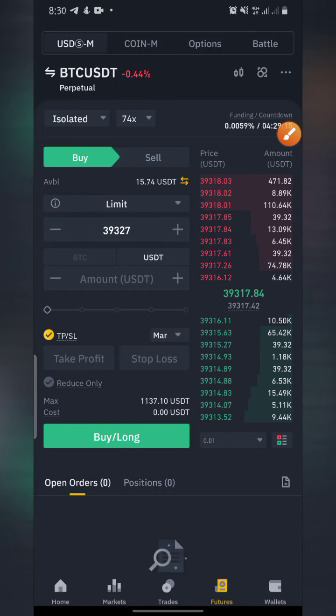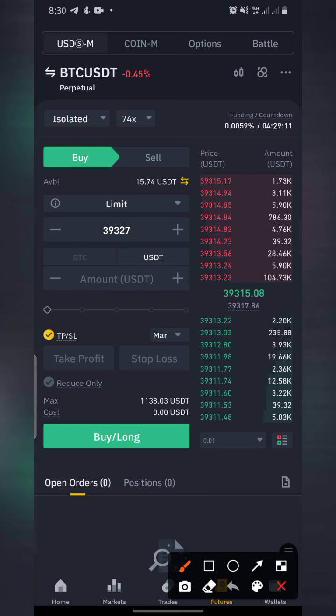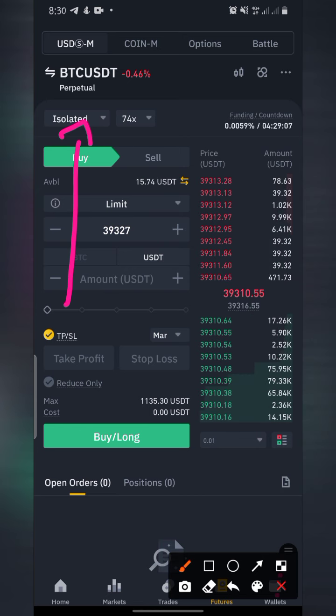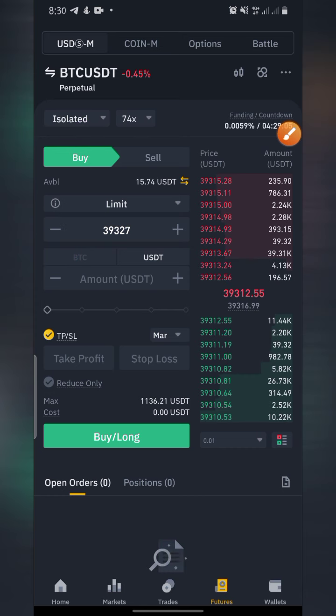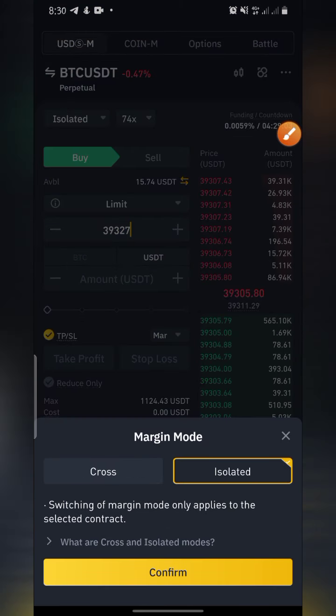So guys, we'll be talking about the margin mode we have on the Binance application. In order for you to locate your margin mode, this is it right here, isolated. There are two types of margin mode on Binance Futures trade. The first one is cross, while the other one is isolated.